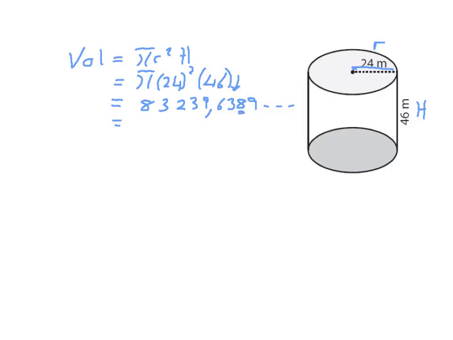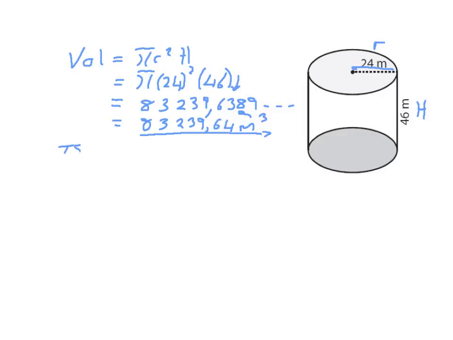So look at the number to the right, that's between 5 and 9. So I'm going to add 1 to 3, and this is going to become 83,239.64. Don't forget your units, meters cubed.